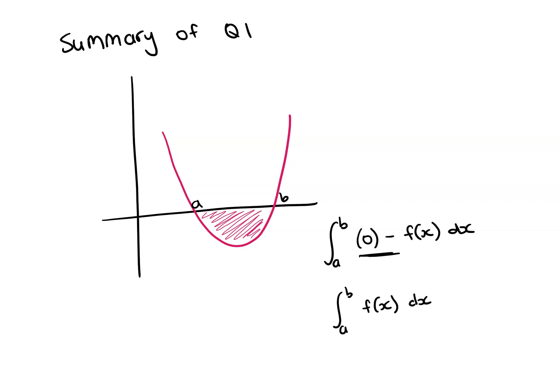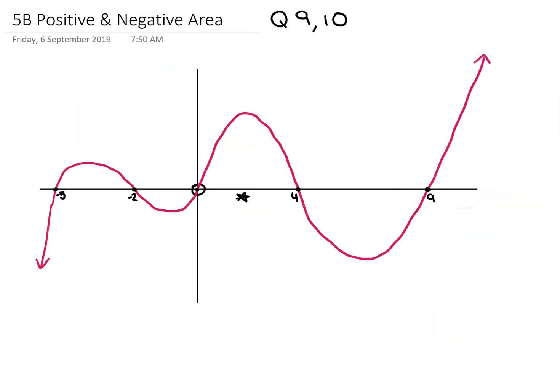So it was the equivalent of putting a negative out the front of our answer. So if we didn't do all this, our answer for this area might have equaled something like -4/3, but by doing this we end up with just 4/3. So we're going to use this idea in questions 9 and 10.